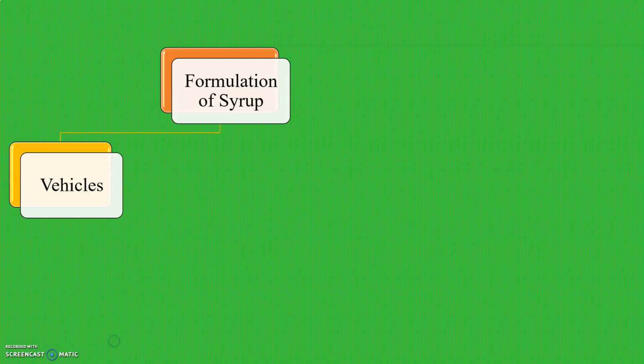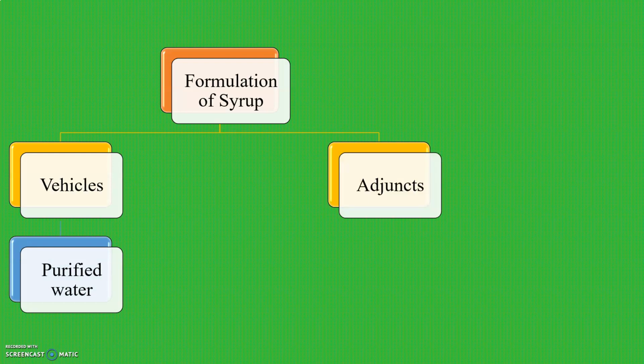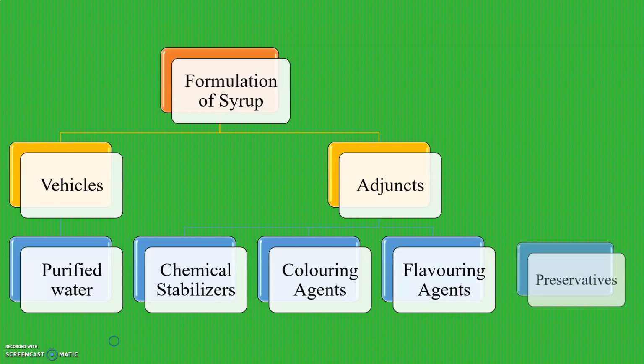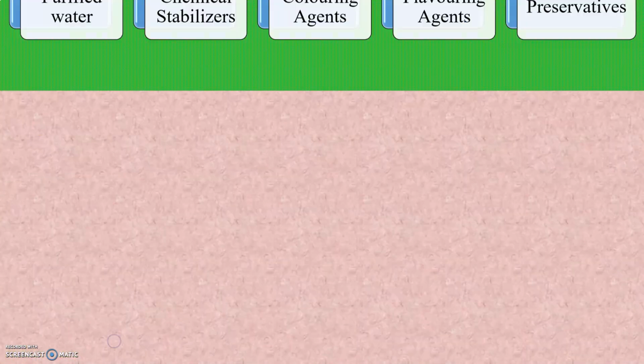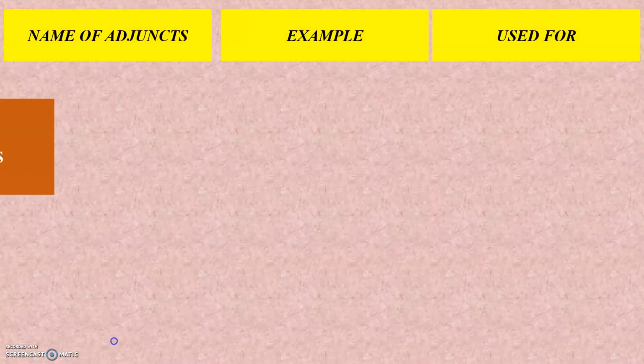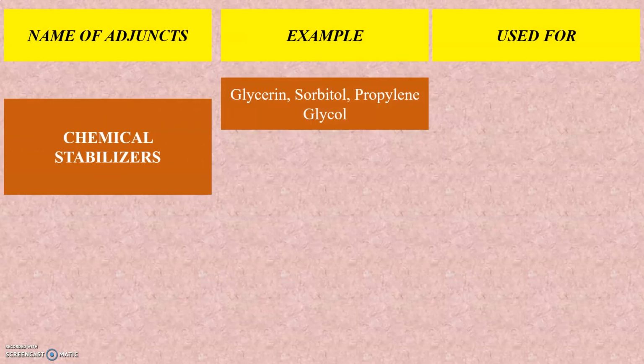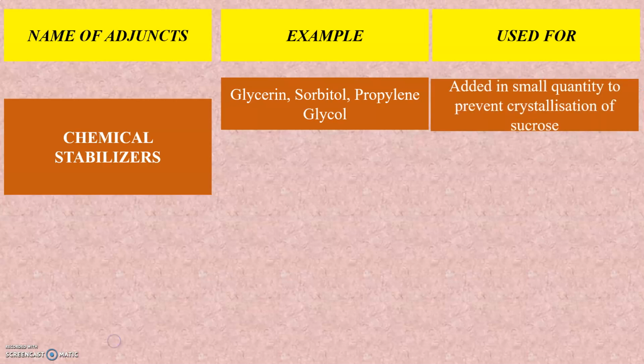So the next point we are going to see is the formulation of syrup. It contains the vehicle, that is purified water, and the adjuncts that are used are chemical stabilizers, coloring agents, flavoring agents, and preservatives. Now let us see one by one. The chemical stabilizers that are used are glycerin, sorbitol, and propylene glycol. These are added in small quantity to prevent the crystallization of sucrose.